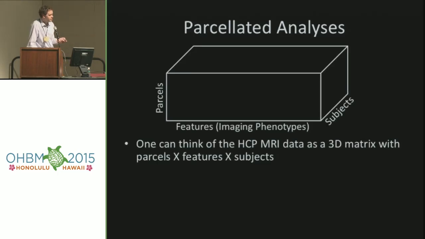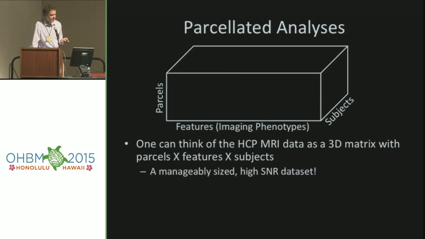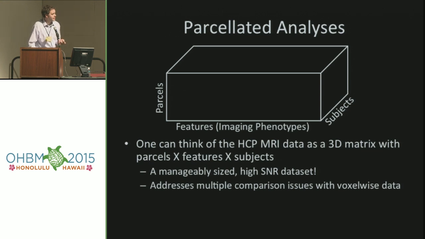Once you're thinking in terms of parcellated analyses, you can think of, say, the HCP's multimodal MRI data as a 3D matrix that has parcels by features by subjects in it. It's a very compact, manageably sized, high SNR data set. And it helps address multiple comparison issues that you have with voxelized data.